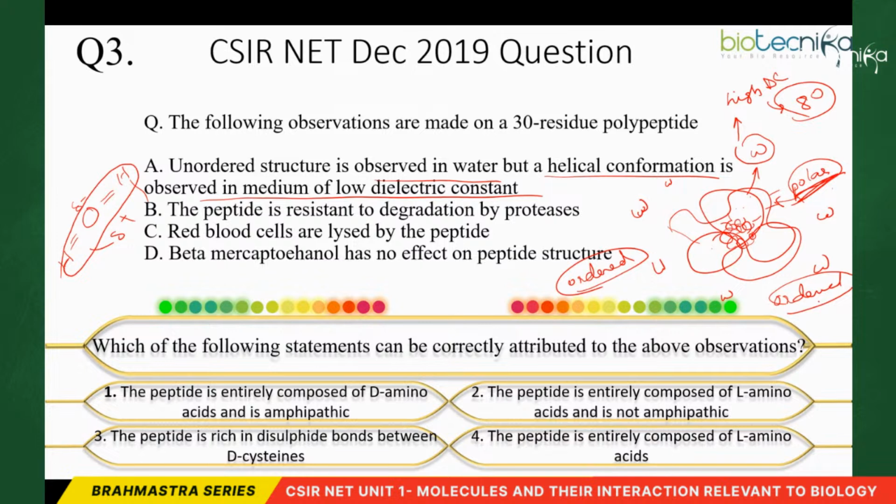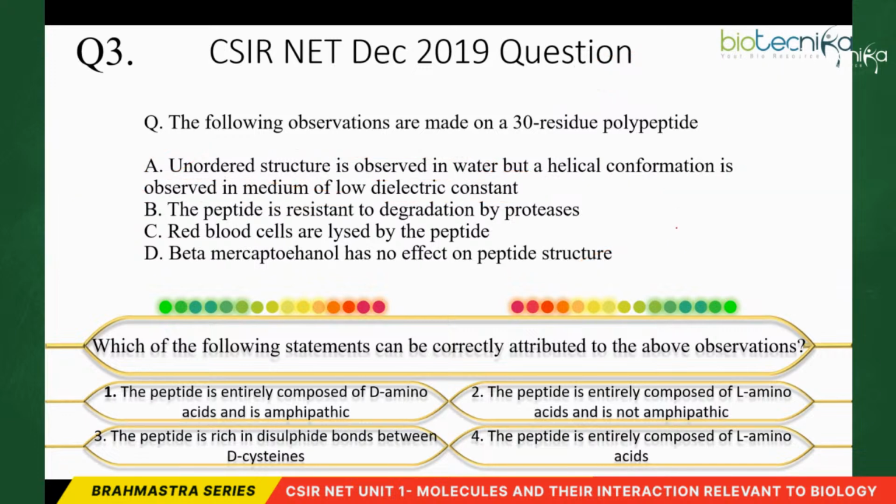Now, regular proteins, what did I say? They have L amino acids, isn't it? So the first thing is that an unordered structure is observed in water. That means in water it is not forming the particular kind of order we were seeing before. What does that mean? That there might be a different kind of amino acid present here, right? But a helical conformation is observed in a medium of low dielectric constant. When you are taking a non-polar, hydrophobic environment with low dielectric constant, the protein is showing a helical structure.